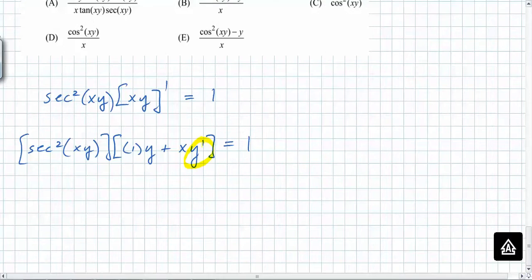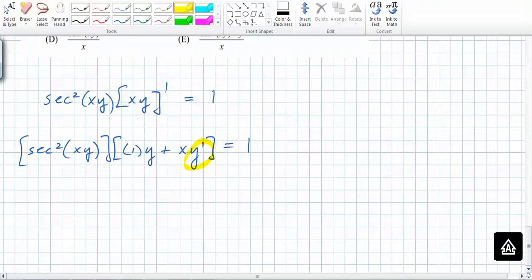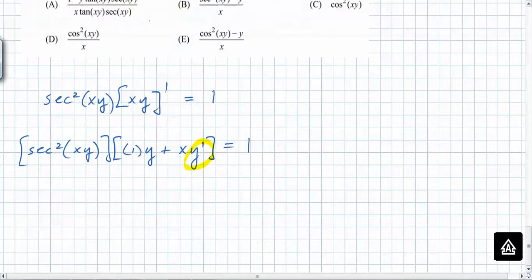So now what are you trying to isolate? Yeah, you're just trying to isolate y prime, exactly. So you're going to have to clean this up and get it in the form that they want. How do you want to clean this up? What do you want to do first? Yeah, you could divide. So you end up with y plus xy prime is equal to 1 over secant squared xy.